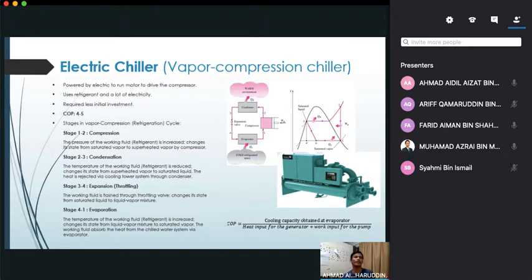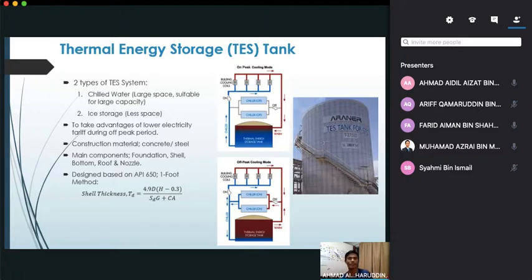Next, I'm going to explain about the thermal energy storage tank. Basically, there are two types of thermal energy storage tank. First is the chilled water system, and the second is the ice storage system. The purpose of having a TES system is to take advantage of the lower electricity tariff during off-peak period. The construction materials used to build the TES tank are concrete and steel. The main components of the TES tank are foundation, shell, bottom, roof, and nozzle. To design this thermal energy storage tank, we need to comply with the API 650, which suggests the following formula, which is the one-foot method.